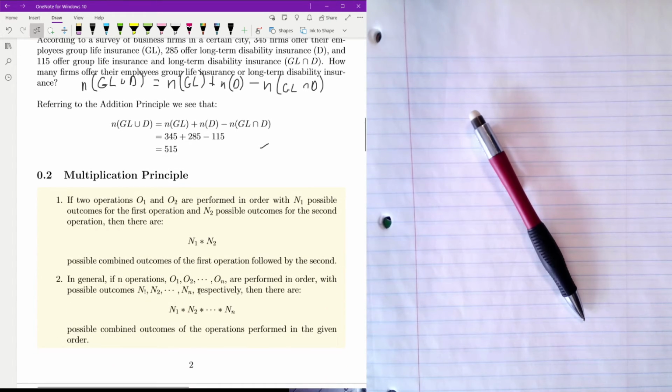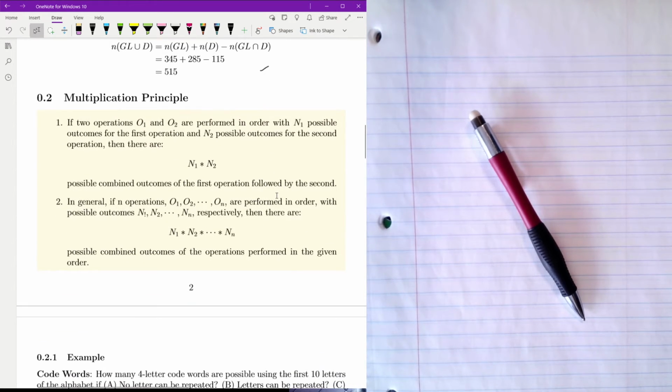So in general, if n operations, operation 1, operation 2, up to operation n, are performed in order with possible outcomes n1, n2, up to nn, respectively, then there are n1 times n2 times up to nn outcomes available for the operations performed in that particular order. If you change the order, you might very well change the result. And we'll see some examples of how that works in just a moment.